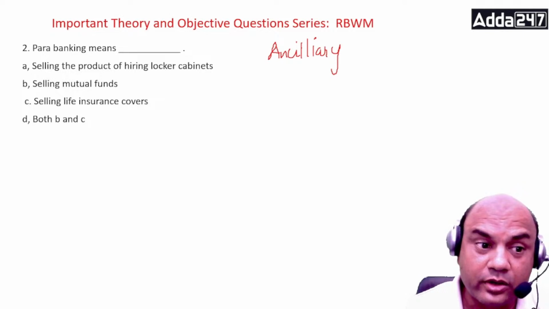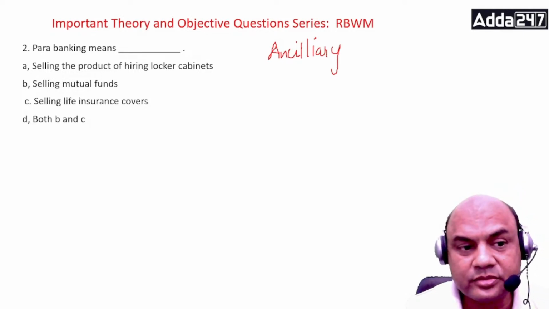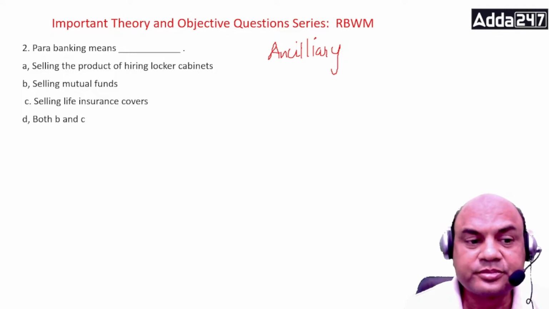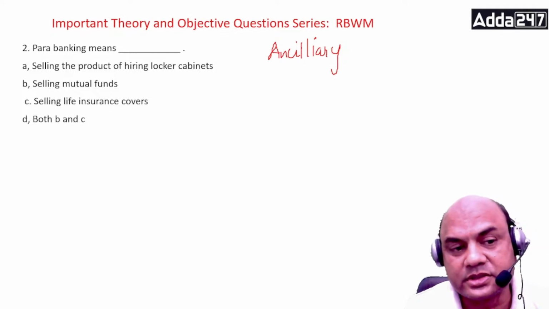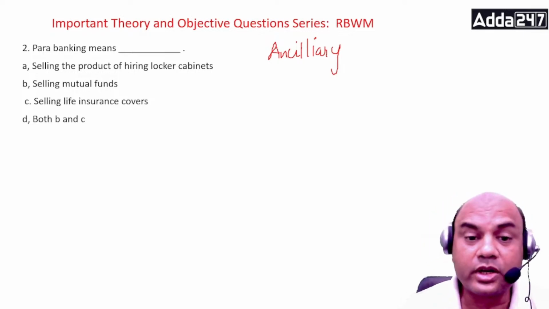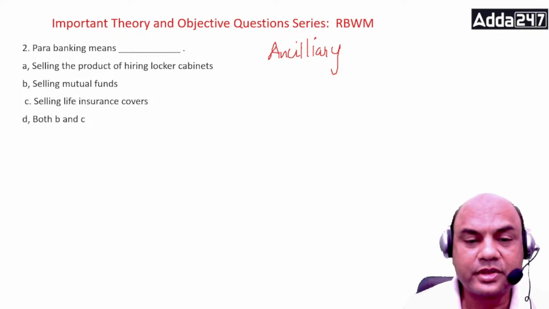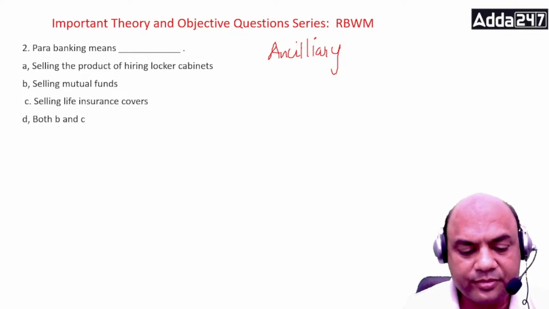So now let's look at the options. Selling the products of hiring locker cabinets, selling mutual funds, selling life insurance covers, and both B and C. So what is parabanking now? Is selling lockers also parabanking?